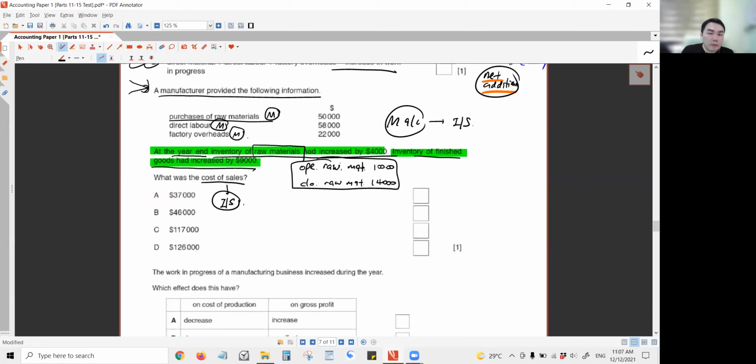Okay, so now we have the raw materials figure increased by 4,000, right? This is in the manufacturing account. Same goes to this. Then finished goods, inventory of finished goods had increased by 9,000. So finished goods appear in the income statement.